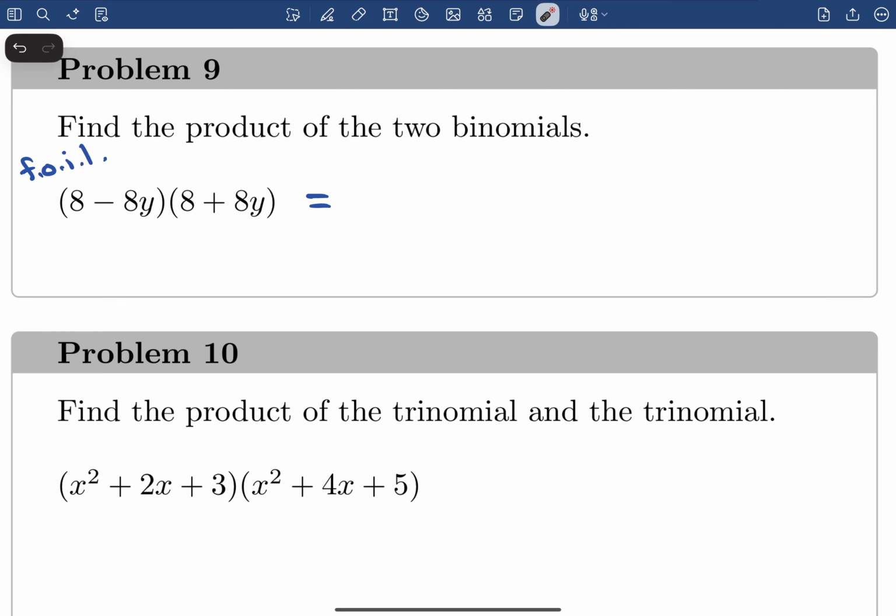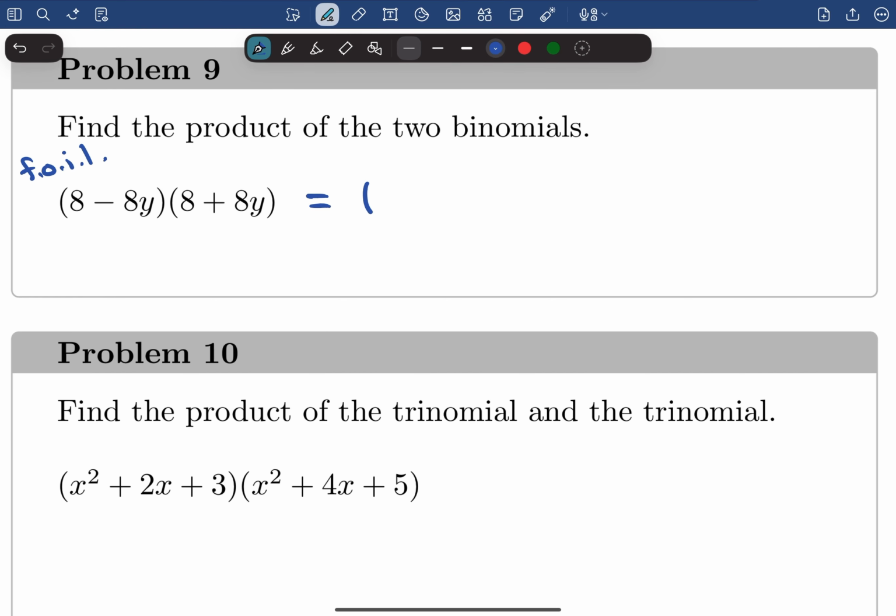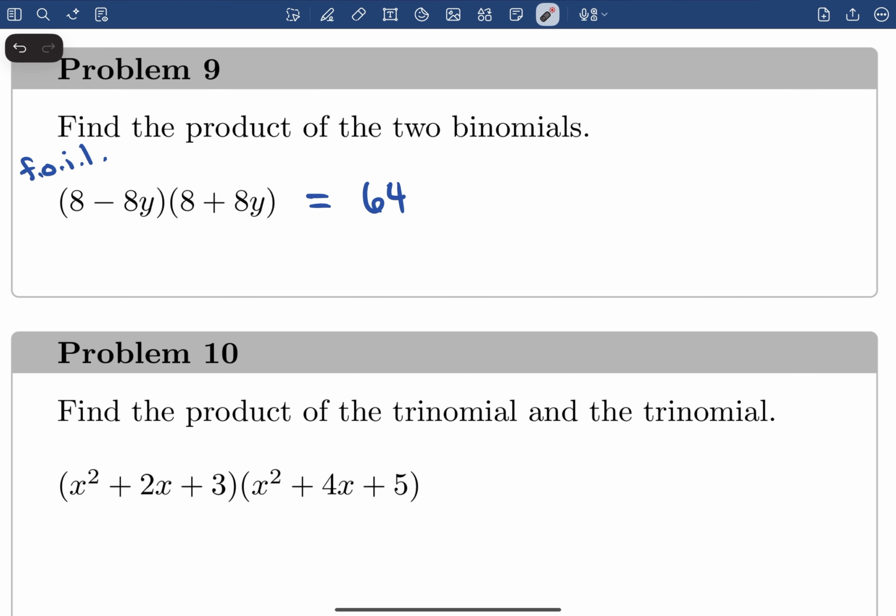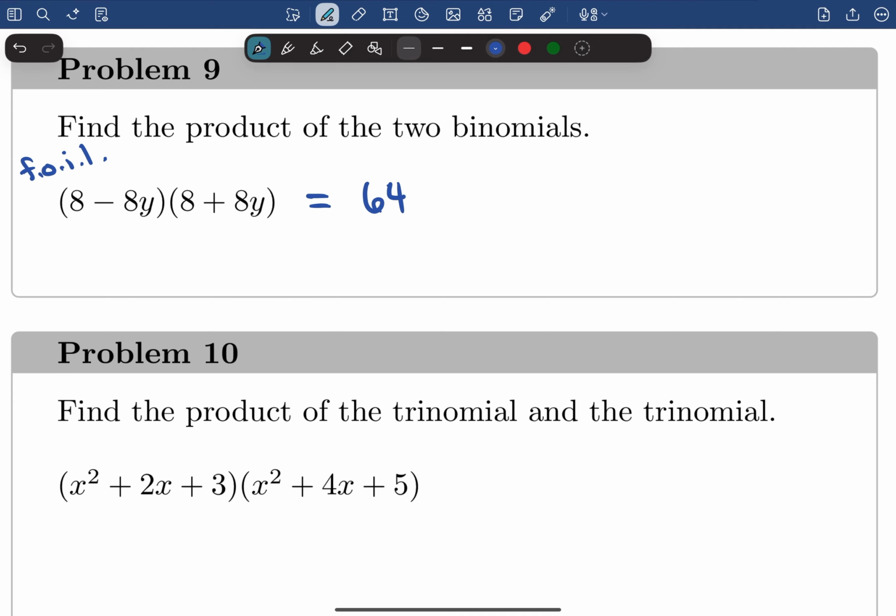We're going to multiply the first terms together of each binomial, and that's 8 times 8, which gives me 64. Then we're going to sum that with the outer terms multiplied together, which is 8 and 8y. These are the furthest terms away from each other. We're going to multiply 8 times 8y, and that gives me a positive 64y.